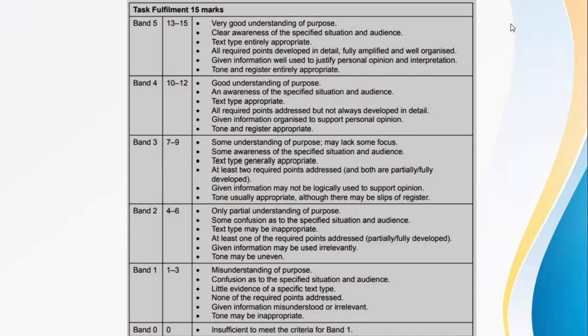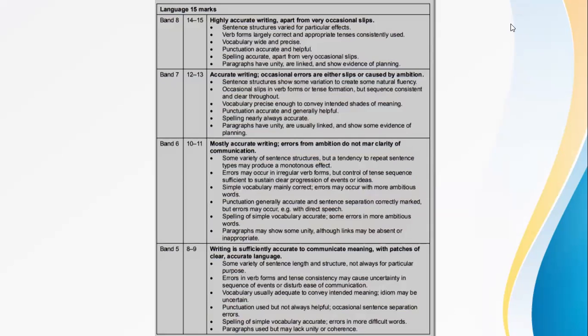All right, so when it comes to language, there will be 8 bands given, whereby band 8 would be the highest. So band 8 would be what we call highly accurate writing. Apart from very occasional slips, there are minimal or very slight errors made by yourself when it comes to writing.